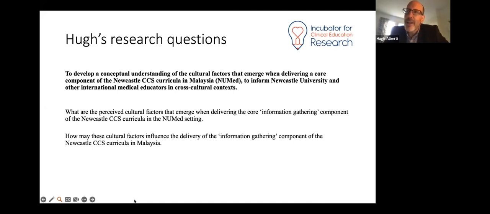And there's a term which I can never pronounce properly, but it's operationalization. So operationalizing every word. What did I mean by perceived? What do I mean by cultural? What do I mean by factors? Because they can all be used or translated in slightly different ways. So it really is thinking about every single word that you use.